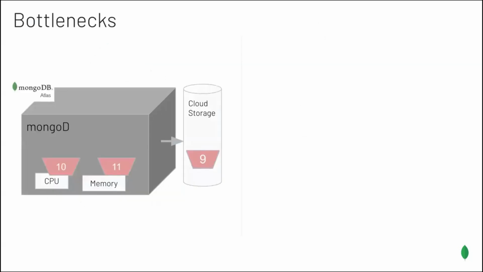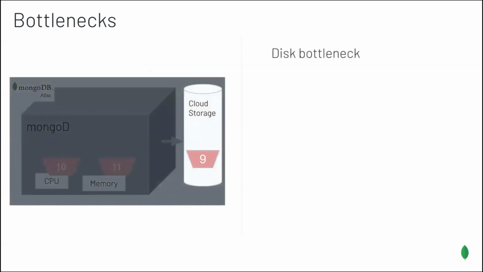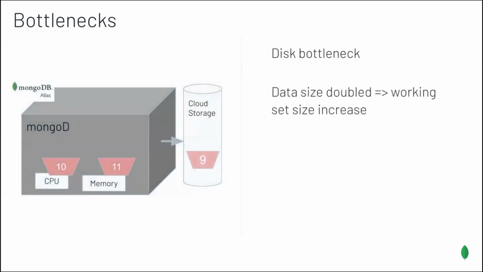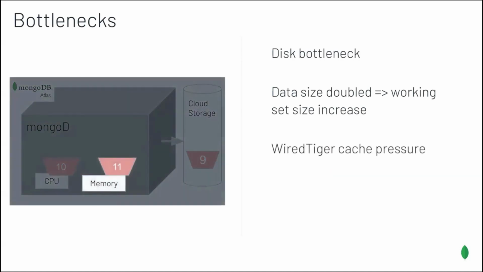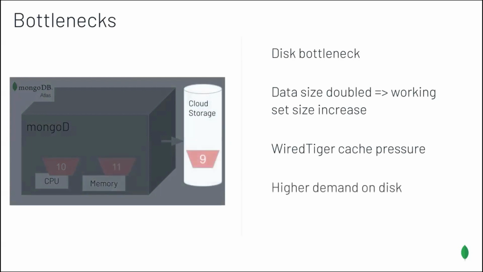So what we have learned from the analysis: the disk was already the bottleneck in October. The data size change also increased the working set size, which made it no longer fit in memory. This has led to higher WiredTiger cache pressure and a more frequent need to fetch data from the disk. The result is increased demand on the underlying disk.